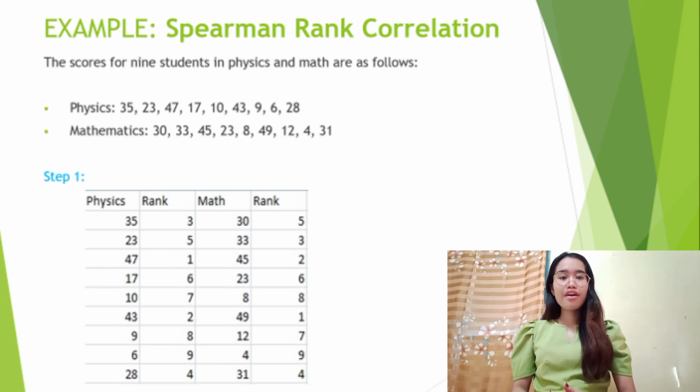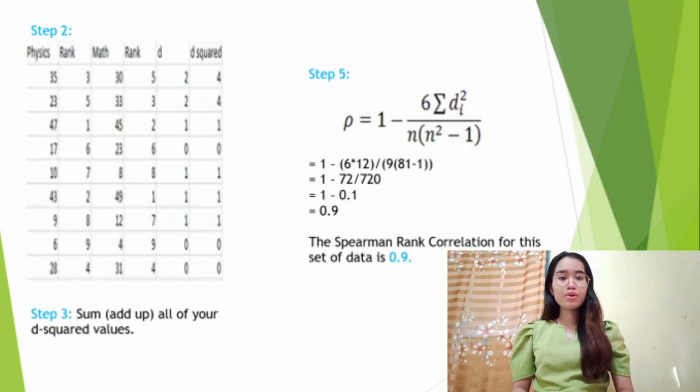Step 1. Find the ranks for each individual subject. Order the scores from greatest to smallest. Assign the rank 1 to the highest score, 2 to the next highest, and so on. Step 2. Add a third column d to your data. The d is the difference between ranks.